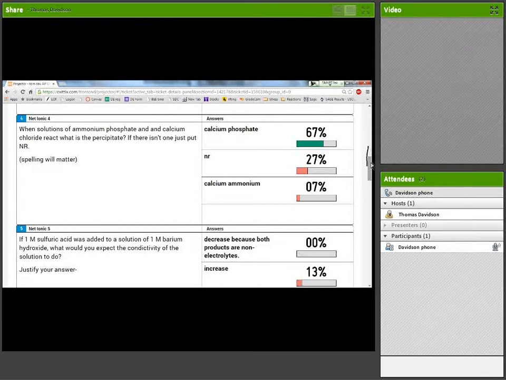When solutions of ammonium phosphate and calcium chloride react, what is the precipitate? Ammonium never forms a precipitate, right? So it's not going to be ammonium chloride because that would be the other half. So I would be looking at calcium and phosphate. I would do the same thing. PO4 is always insoluble except for some things, but calcium is not one of those things.